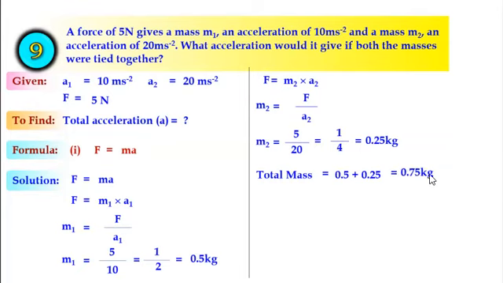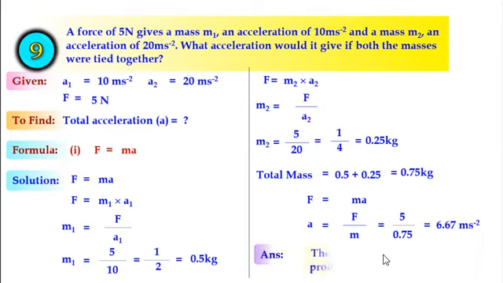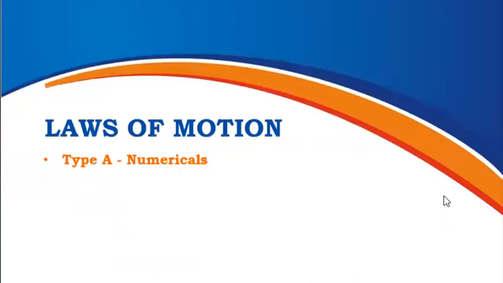This is 0.75 kg. Then F is equal to mass into acceleration, so a is equal to F by m. F is 5 newtons and m is 0.75 kg. Is it clear? That equals 6.67 meter per second square. Then the final answer is, the total acceleration produced is 6.67 meter per second square. Is it clear? Now let me move to the next problem.